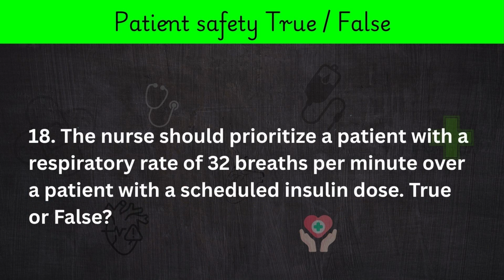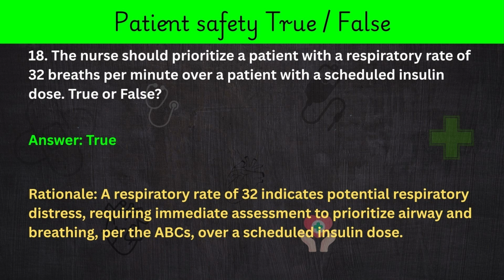18. The nurse should prioritize a patient with a respiratory rate of 32 breaths per minute over a patient with a scheduled insulin dose. True or false? Answer: true. Rationale: A respiratory rate of 32 indicates potential respiratory distress, requiring immediate assessment to prioritize airway and breathing per the ABCs over a scheduled insulin dose.